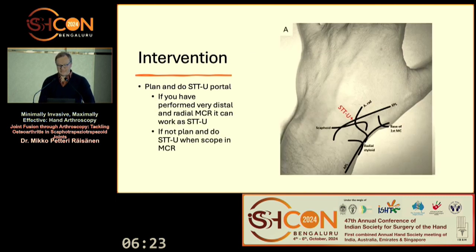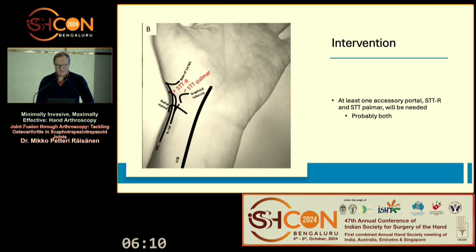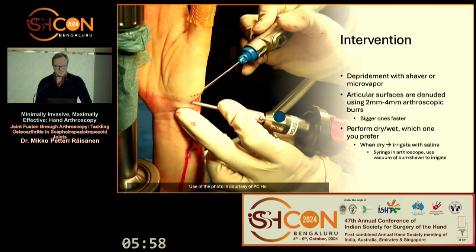Plan and do the STT-U portal. If you have performed very distal and radial MCR, it can work as STT-U. If not, plan and do STT-U when the scope is in MCR. At least one accessory portal is usually needed, and it can be STT-R or STT-Palmar, whichever you see best. Sometimes you can also do both. I don't think you can do too many portals.